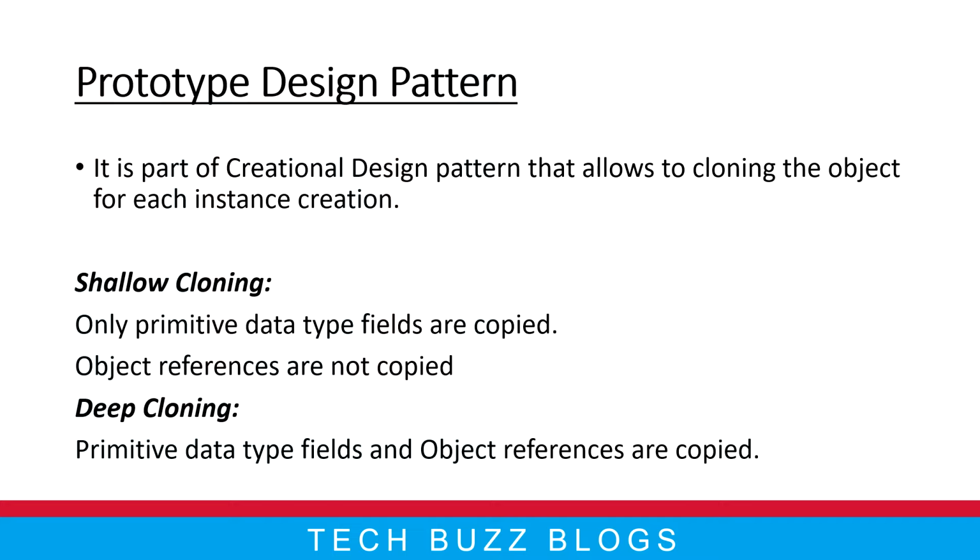Basically the prototype design pattern has two types. One is shallow cloning and another one is deep cloning. What is shallow cloning? What is deep cloning? For example, you have an object called company. Just assume that you have an object called company.